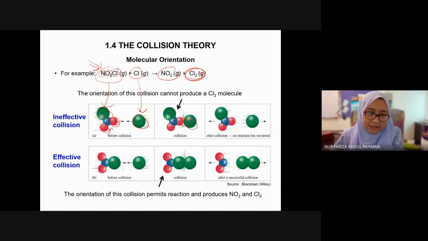But the effective collision produces product because they collide in the proper way or proper condition. You can see the Cl meets the Cl and they collide, and at this point of time the bond will be formed, and this bond between Cl and N will start to break. And this one breaks, and this is the product that we want based on the equation here. So this is what we call effective collision.